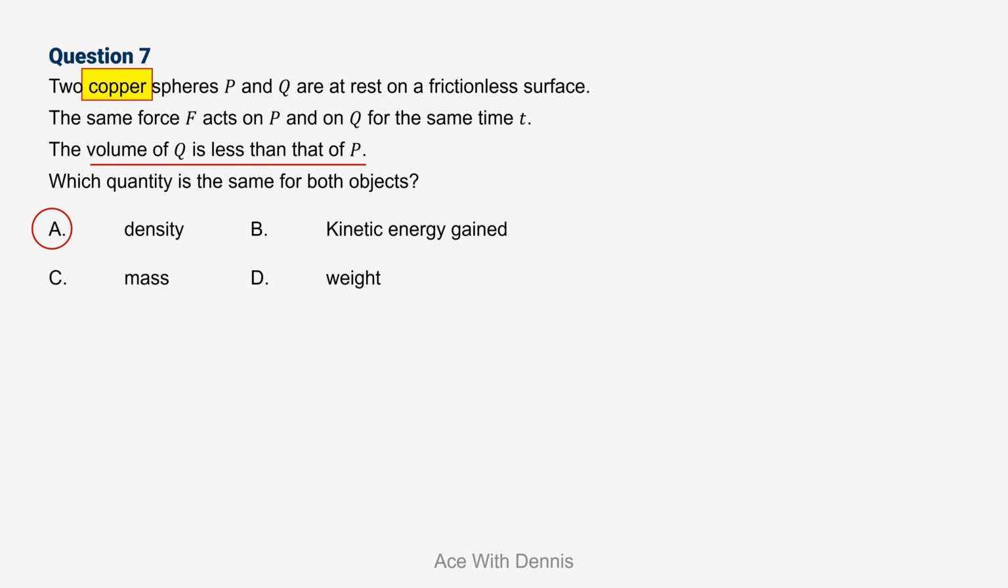So the question mentioned that the volume of Q is less than that of P. Now the formula for the density is rho equals the mass divided by the volume. If I rearrange this equation, the mass m will be equal to rho V. Since rho is a constant, when the volume decreases, the mass will decrease as well, because both of these two quantities are directly proportional to each other.